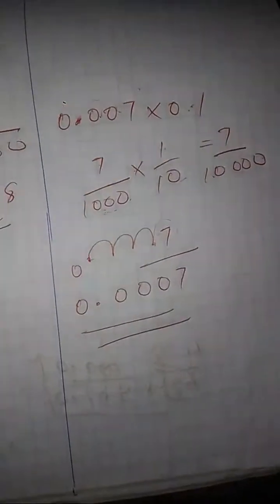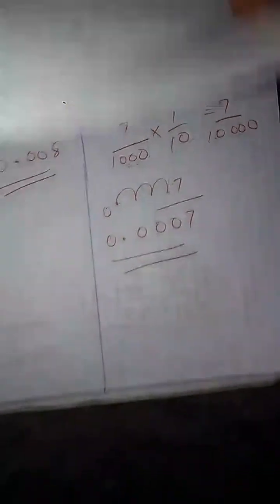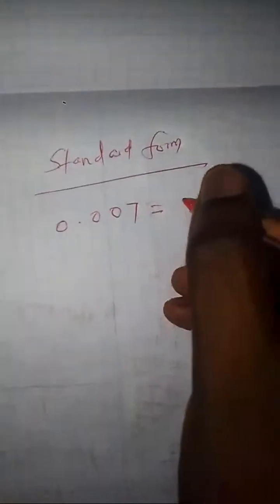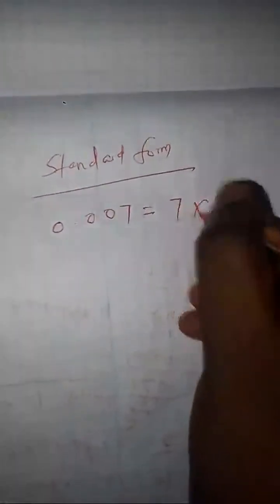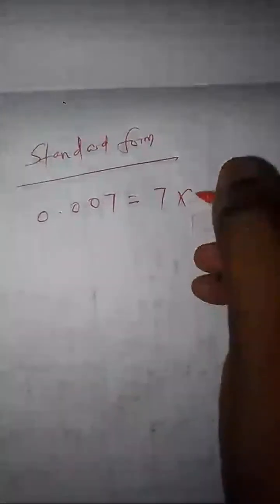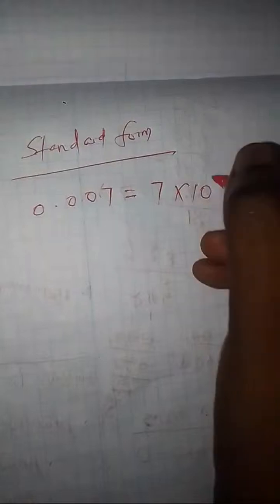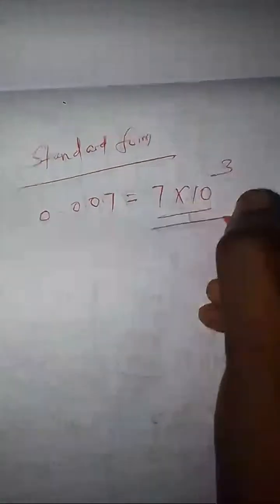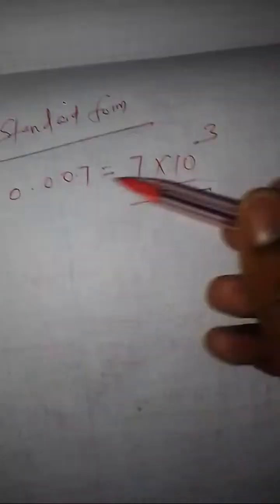So I want us to move to the very next stage where you can be asked to write a number in standard form. You have a number like 0.007. So write 0.007 as a standard form. It shall be 7 multiplied by, how many steps do we have? 1, 2, 3. Yes, 7 multiplied by 10 raised to power negative 3. That becomes the answer. 7 times 10 raised to power negative 3.